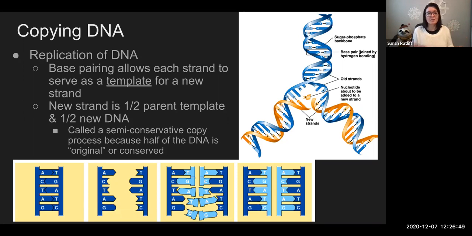Semi, because we're using half of the original strand for each new copy. And conservative, because we are conserving that code. We have the same original code and we have the same original DNA, half of it, left over in our two new strands. So semi-conservative: semi because we have half, conservative because we still have half of the original, as well as conserving that code by pairing those bases together.